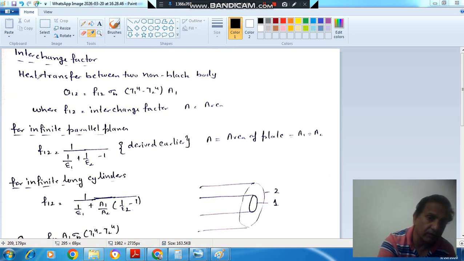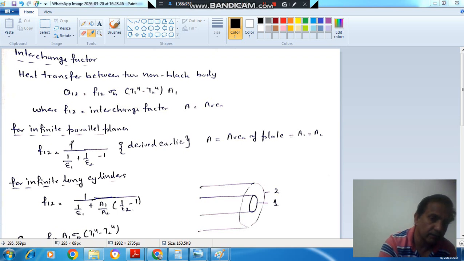So in the last video we have derived the heat transfer between two non-black surfaces, that is Q12 is equal to F12 sigma B bracket T1^4 minus T2^4 into A1, where A1 is the area of surface 1. F12 is your interchange factor, and T1 is the temperature of surface 1 and T2 is the temperature of surface 2.